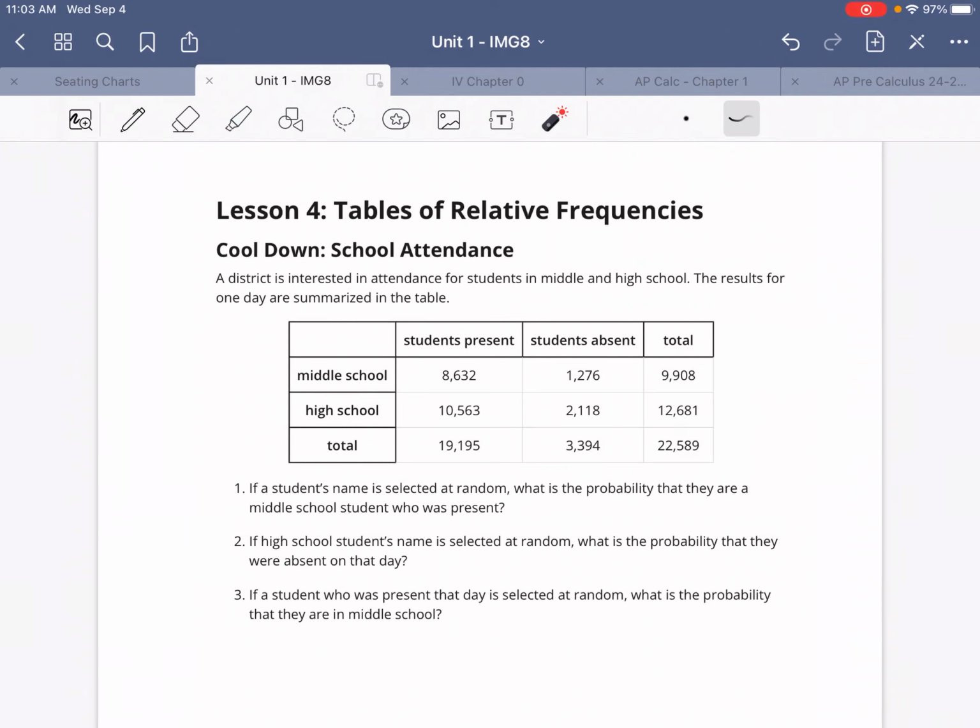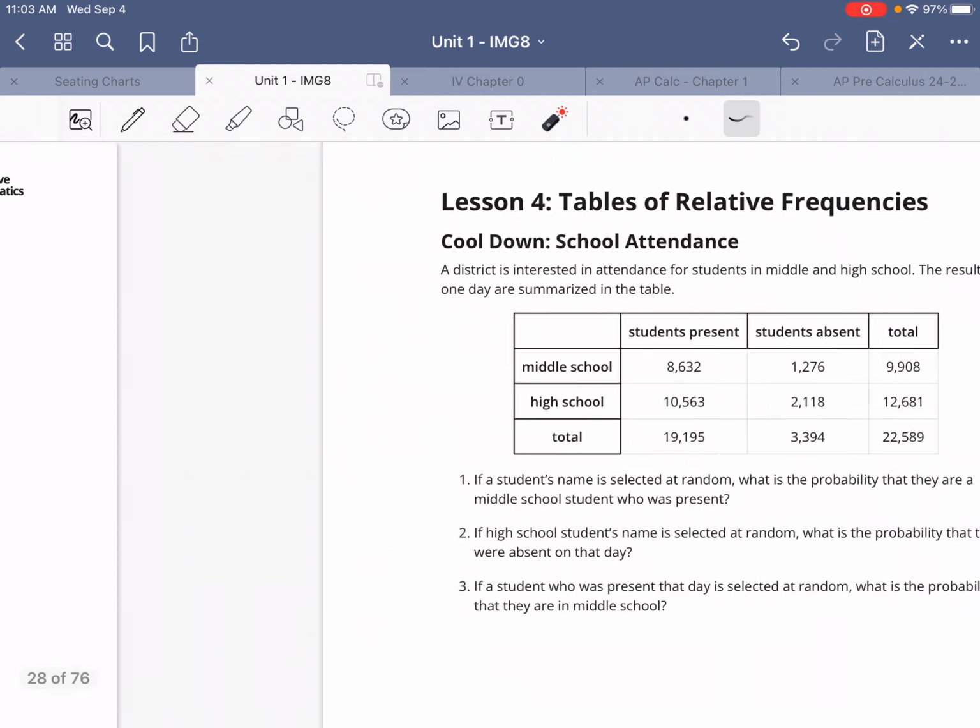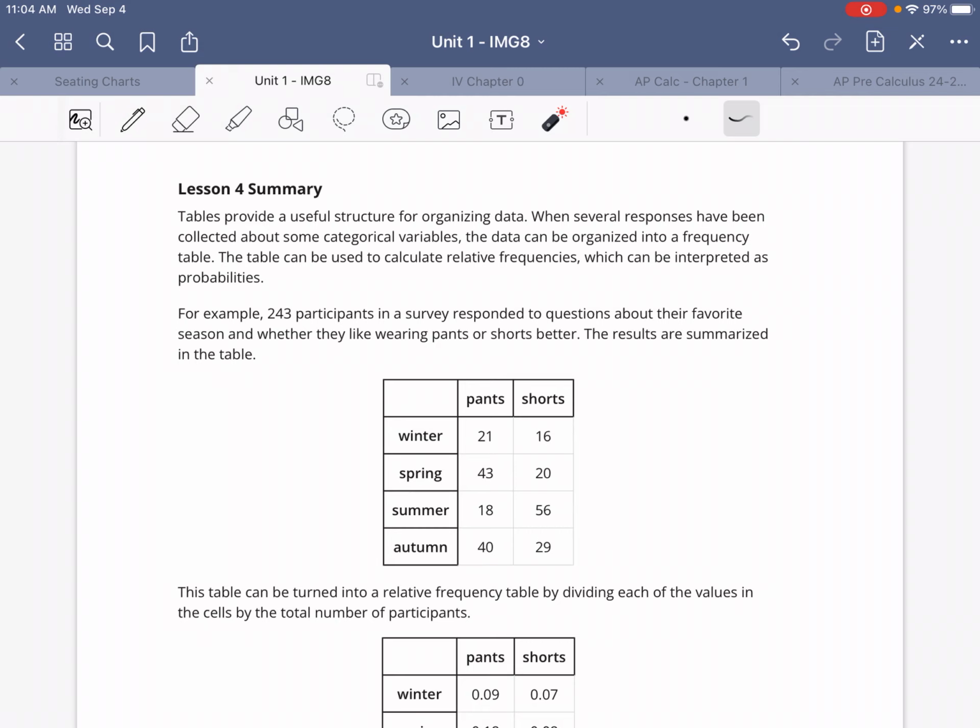All right, so this is lesson 4, tables of relative frequencies, and a cool down called school attendance. Tables can provide a useful structure for organizing data, especially when that data has multiple categories.